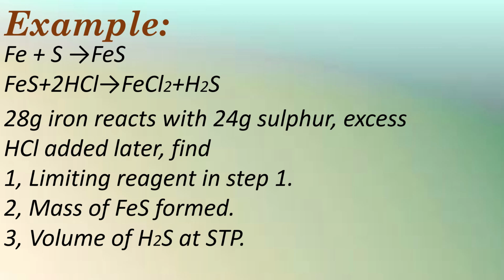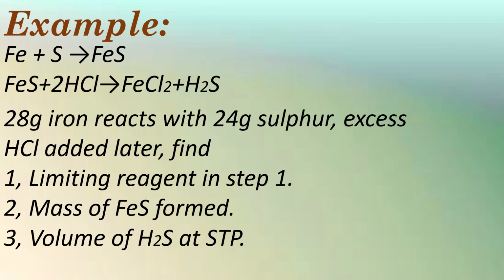Now, 28 gram iron reacts with 24 gram sulfur. Excess HCl is added later. Find the limiting reagent in step 1, the mass of FeS formed, and the volume of hydrogen sulfide at STP.